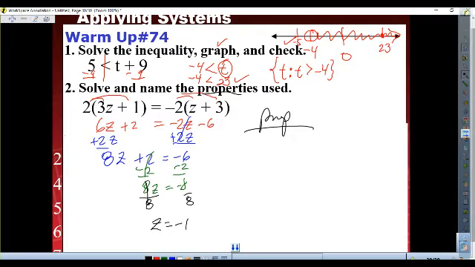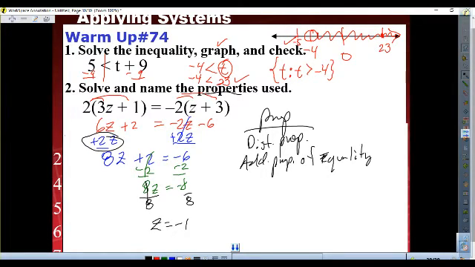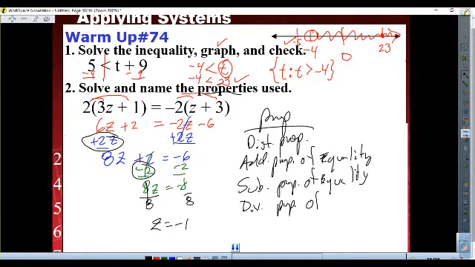So here, what did I do in red? Distributive property. What did I do next? Addition property of equality. What did I do next? Subtraction property of equality. I'm bringing these back, hint, hint, just in case on the next part they ask you for this. And what is the last part? Division property of equality.